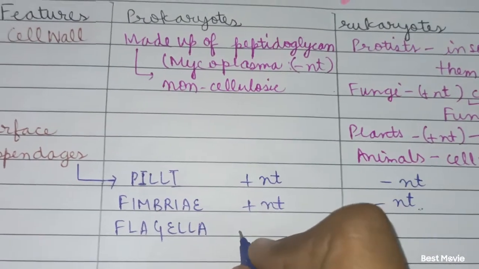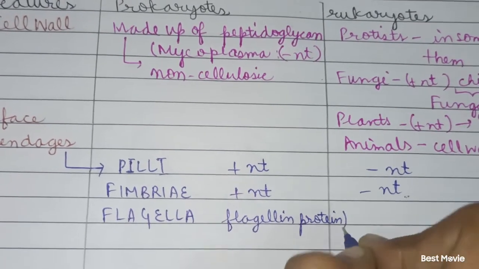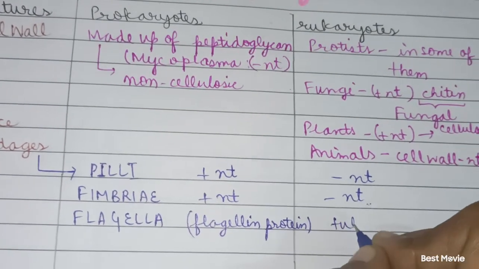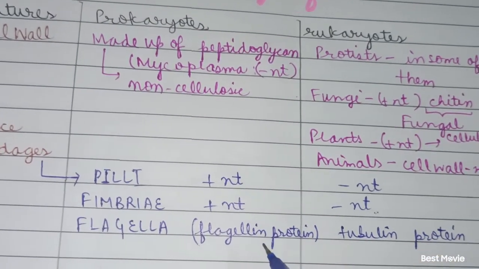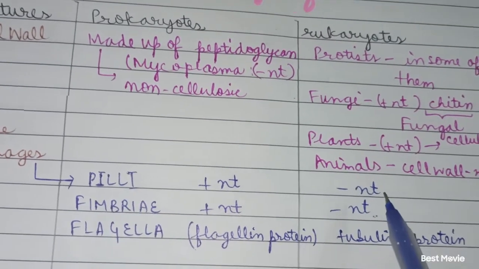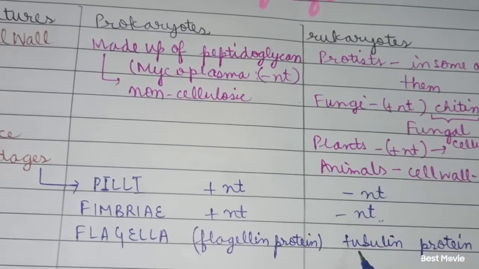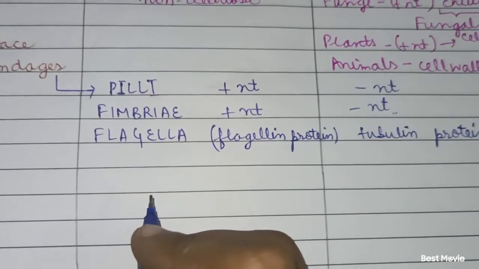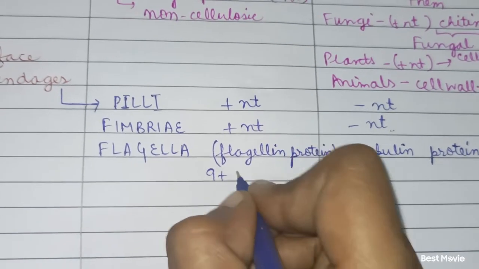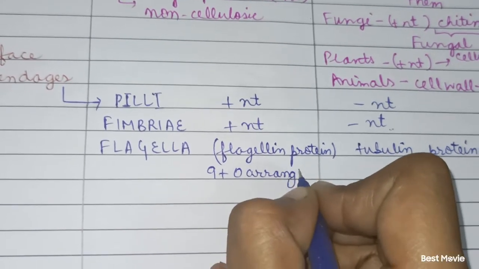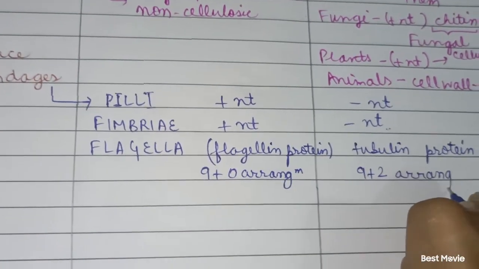Then we have flagella. Here it is made up of flagellin protein. It is present in eukaryotes as well, but there it is made up of tubulin protein. Flagella is a surface appendage present in both prokaryotes and eukaryotes, but their composition is different. In prokaryotes it is made up of flagellin protein, and in eukaryotes it is made up of tubulin protein. Another difference on the basis of flagella: here the flagella has 9+0 arrangement, and here it has 9+2 arrangement. What that means we will read ahead.